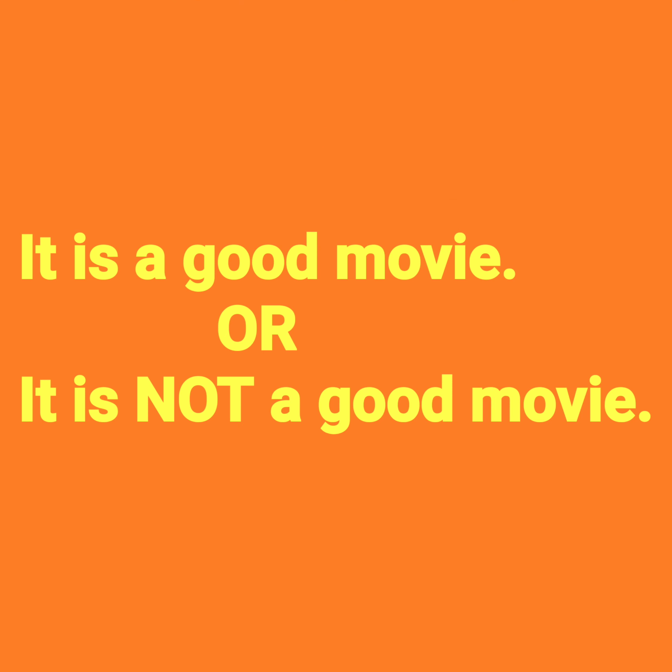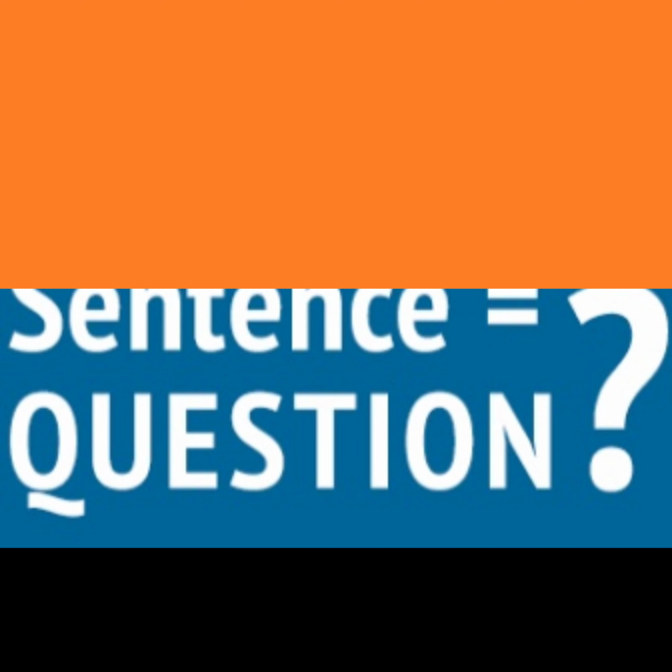For example, it's a good movie, or it's not a good movie. So here, the first sentence is a positive sentence. So, it is an affirmative sentence. But the second sentence refuses something. So, it is a negative sentence.